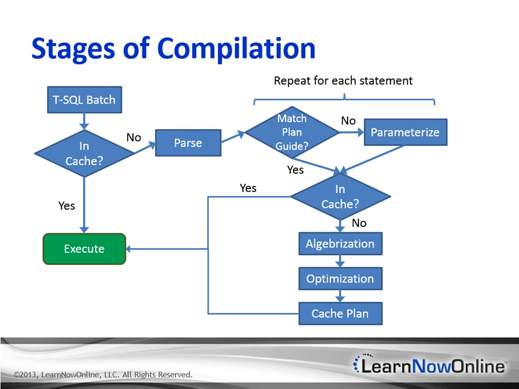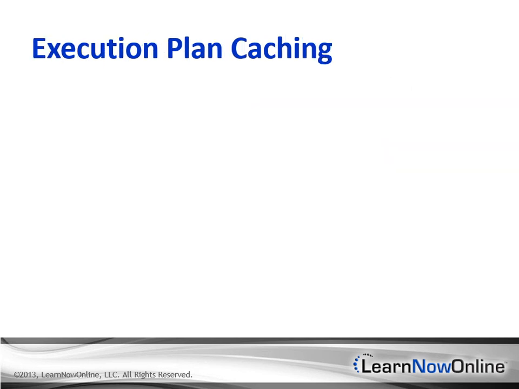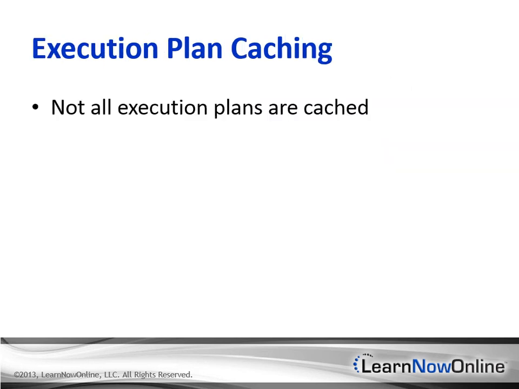Then, the next step is optimization, which, as its name implies, performs any refinements that can make the execution plan more efficient. Then the plan is added to the plan cache and finally sent to the execution engine. Now, not all execution plans are cached. For example, you can define a stored procedure with the WITH RECOMPILE option, which causes SQL Server to generate a new execution plan every time the code executes. In that case, SQL Server doesn't bother caching the plan since there's no point.